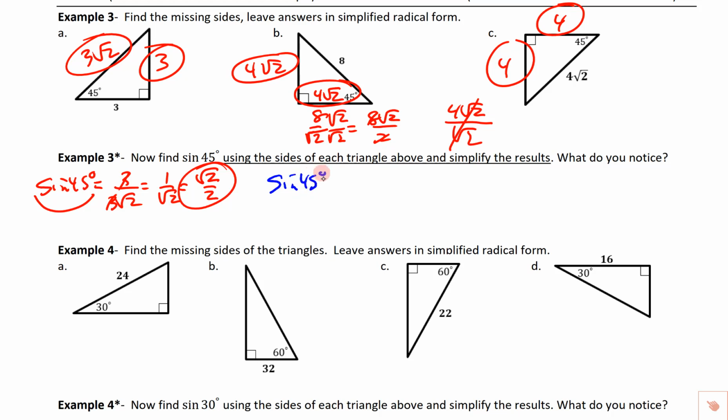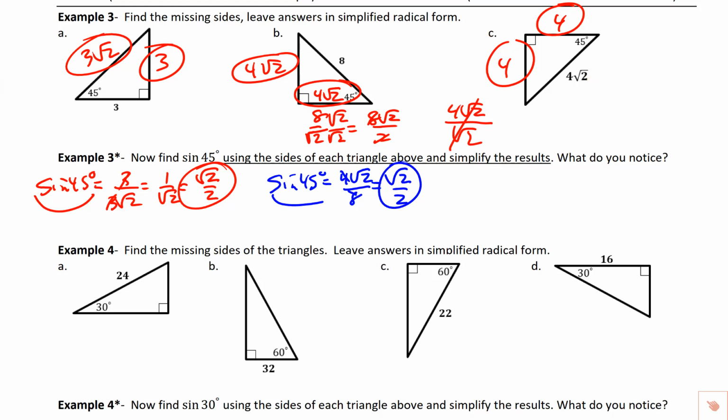Sine of 45 degrees. Opposite, 4 radical 2 over the hypotenuse 8. Simplify those. I get radical 2 over 2. Let's see. I was zoning out there for just a second. Did I get this right? Yeah. Sine of 45 is radical 2 over 2. Let's do the last one.